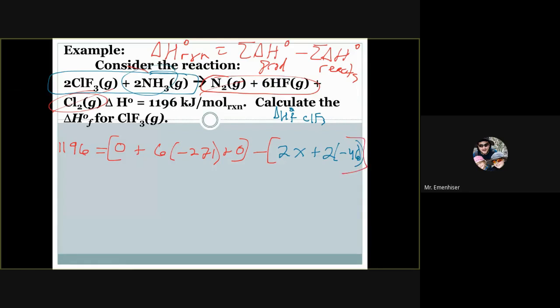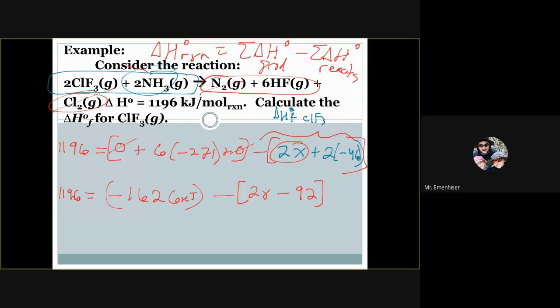Okay. When I do this side, so I still have 1196 here. That's my total. I know that all of this is going to add up to 1196. And so the zeros can just disappear. I'm going to do 6 times negative 271. That will give me negative 1626. And this is all kilojoules, so maybe I should write kilojoules somewhere. And then I'm going to take that, subtract what I get on this side. 2, so this part's just 2x. I'm going to leave that there, 2x. And then 46 times 2 is 92. So I'm going to do minus 92.